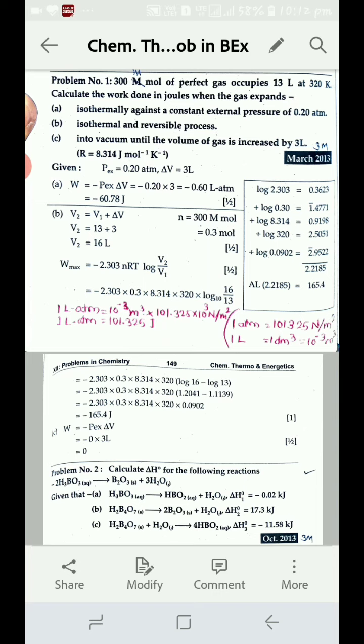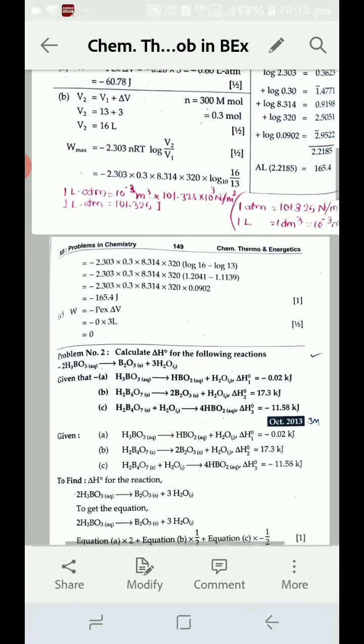Okay, and we want 3H2O on the product side, and we don't want H2B4O7 on the reactant side. So we have to divide equation C by 2. So 1 half H2B4O7 plus 1 half H2O gives 2 times HBO2. So again you have to divide delta H3 by 2. So in this way you obtain the required equation.